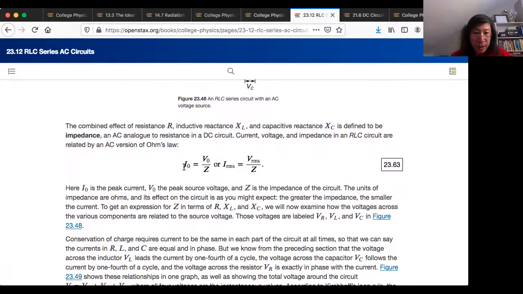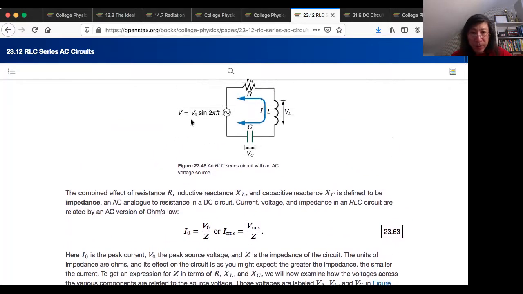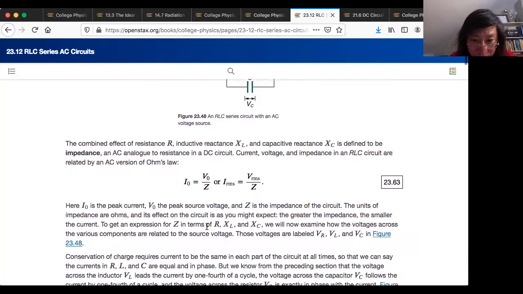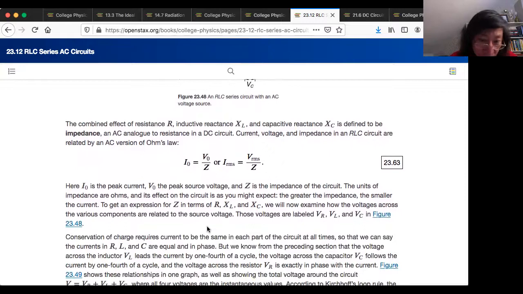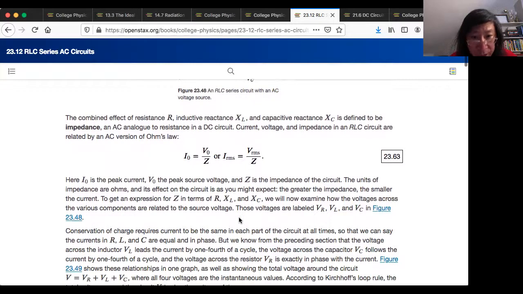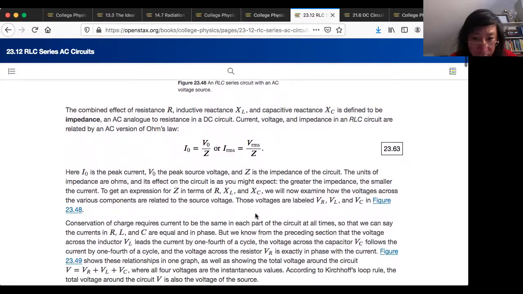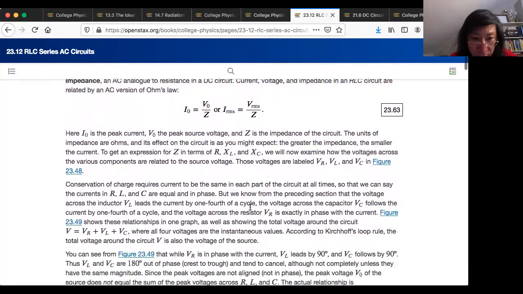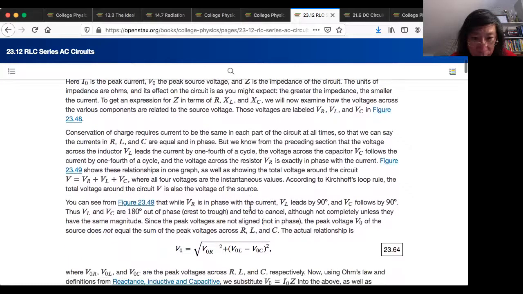Same thing here. If you're talking just about the peak voltage, there's also the peak current, then that impedance does the same thing. You can use the same equation. It's kind of useful, right? The RMS is what we normally talk about, but the peak is a number that's sometimes easier to calculate than the RMS. So that's fine. So you have the different voltages across the different components.